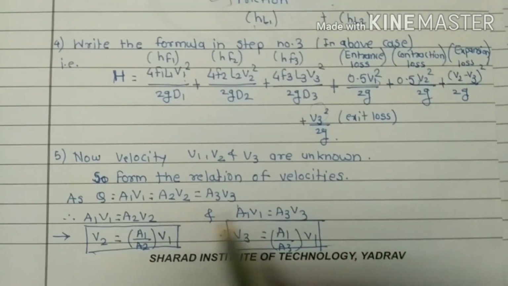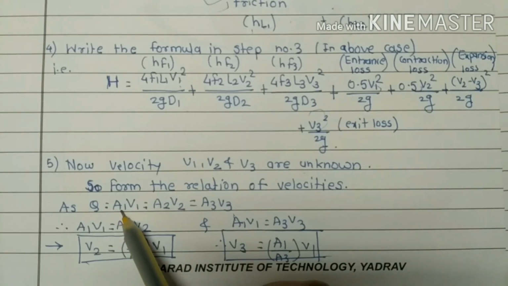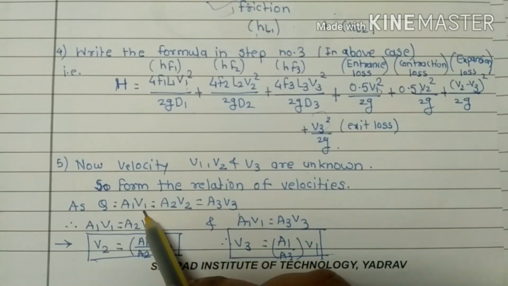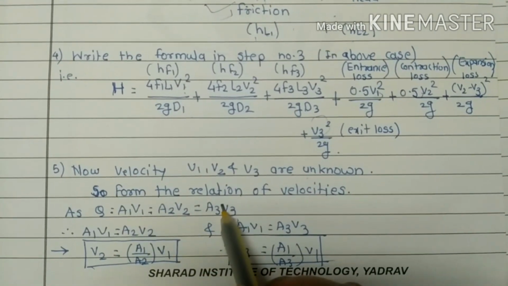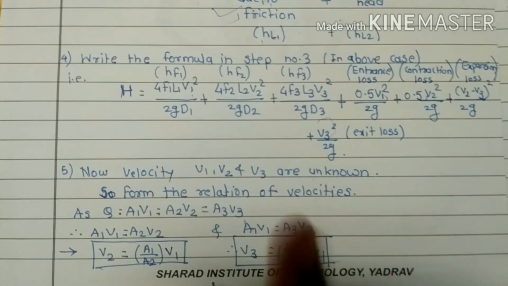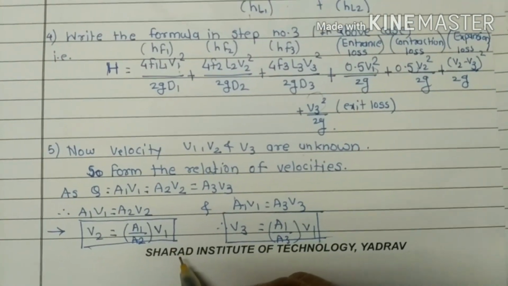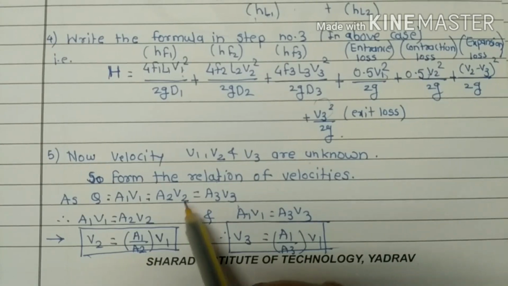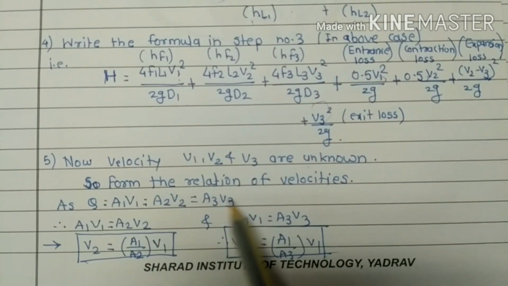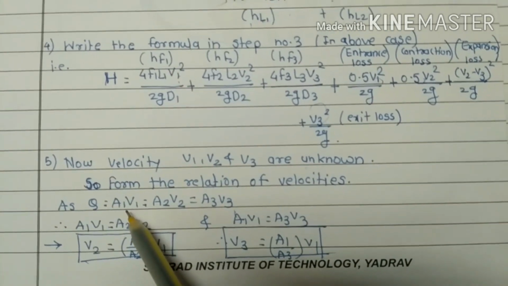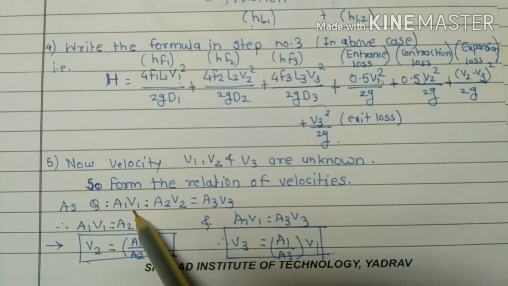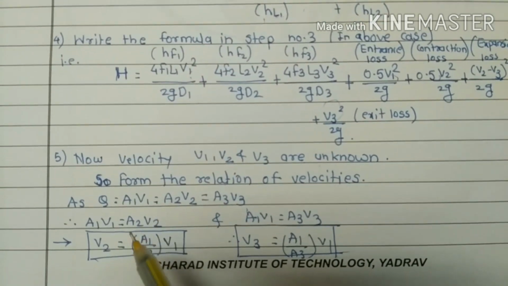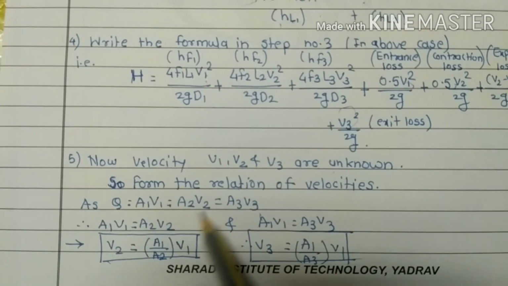From the relation of the velocities, that is, discharge Q is equal to A1 V1 equal to A2 V2 equal to A3 V3, we have to take two of these relations so that we can form a one-velocity relation and find one unknown velocity. So first I will take A1 V1 equal to A2 V2, and next A1 V1 equal to A3 V3. This is your choice. You can take other two also, but one should be common between both.